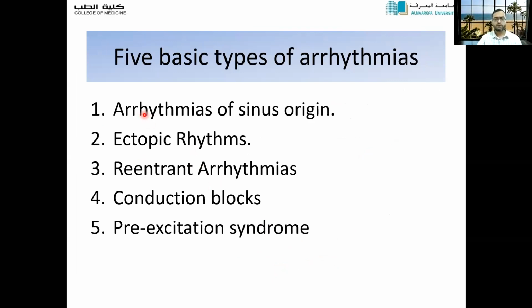So we have 5 basic types of arrhythmias: arrhythmias of sinus origin or of ectopic origin. It can be, as I said, in the atrium, junction, or ventricle. It can be because of reentrant arrhythmia. This is the etiological classification. What is the mechanism behind the arrhythmia? It can be conduction block, or it can be an abnormal pathway that is known as pre-excitation syndrome. So if you combine the whole thing, the basis of origin, the basis of etiology, and how the arrhythmia arises, it can be classified in different ways.